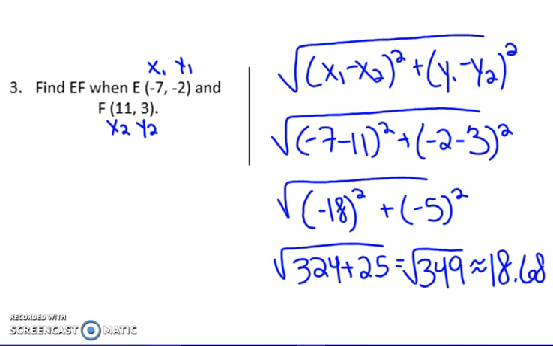Again, the hardest part about distance is just memorizing that formula. Once you have the formula done, it's just a matter of using your algebra skills and plugging it in to solve for your answer. Please bring your notes and any questions you have to class tomorrow. I look forward to seeing you then.